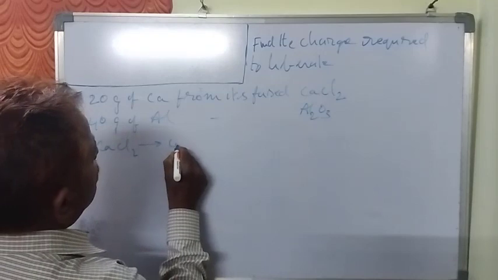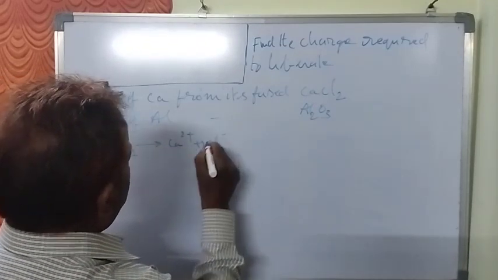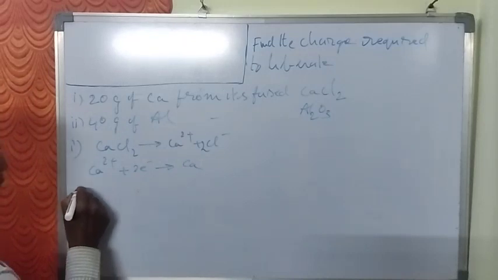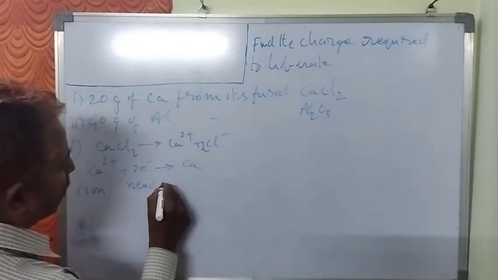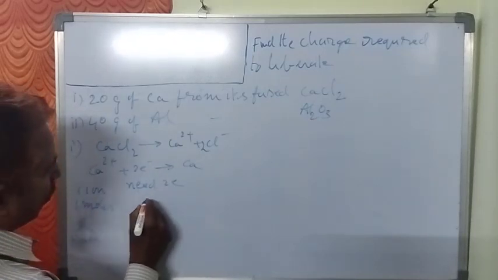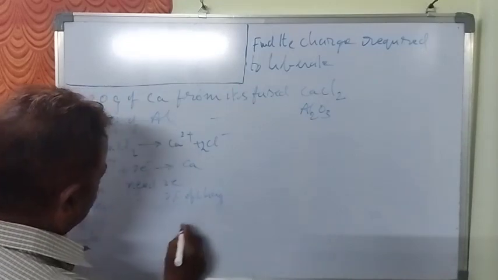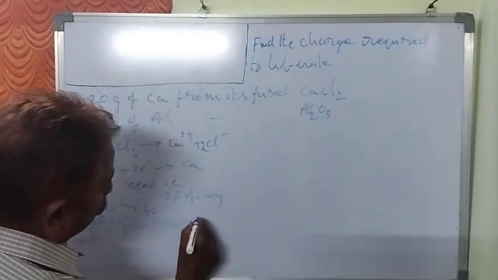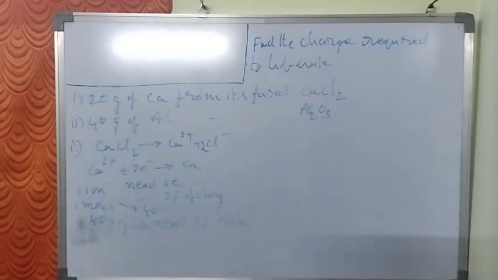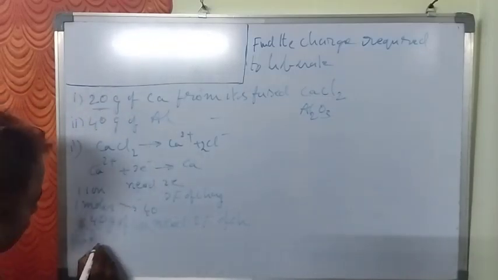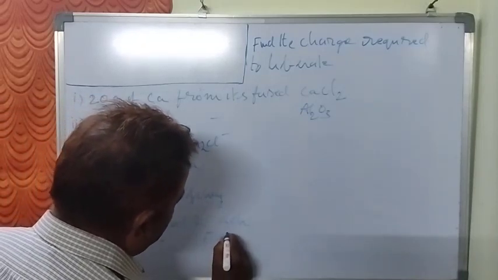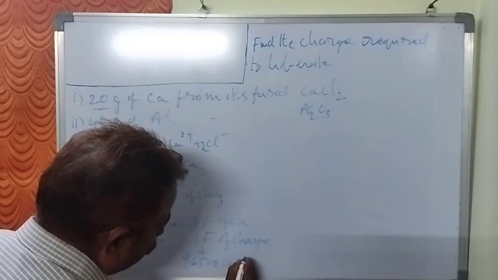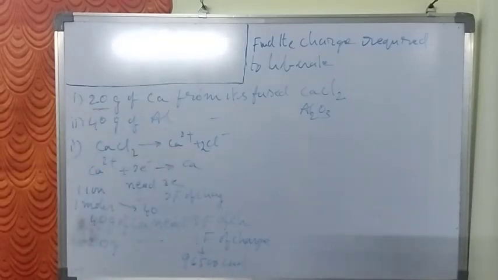Calcium CaCl2 gives Ca2+ plus 2Cl−. So Ca2+ plus 2 electrons gives Ca. Therefore, one ion needs 2 electrons. One mole needs 2 Faradays of charge. So 1 mole is nothing but 40 grams. So 40 grams of calcium needs 2 Faradays of charge. Now how much is given here? 20. Therefore 20 grams of calcium needs 1 Faraday of charge. 1 Faraday of charge is nothing but 96,500 coulombs.